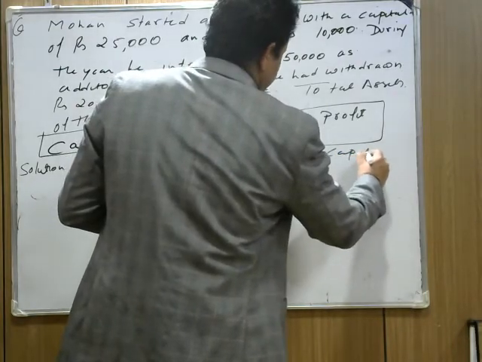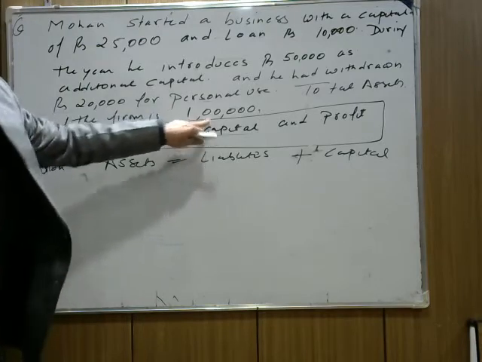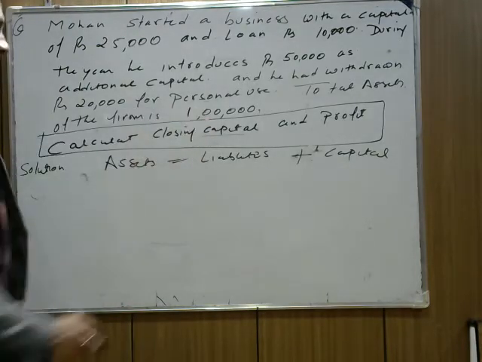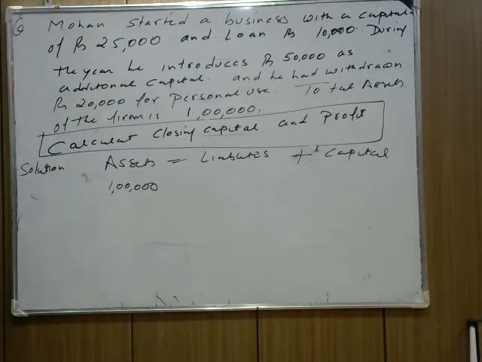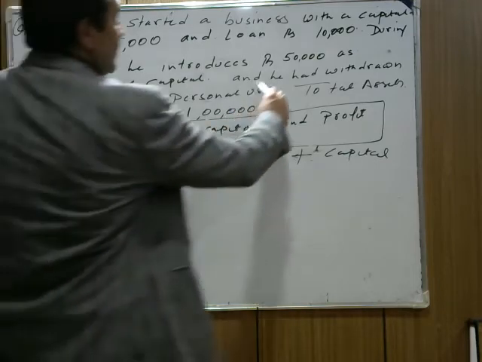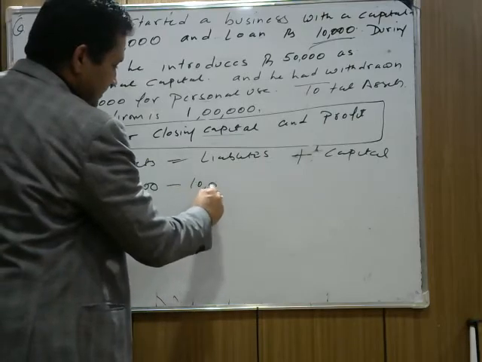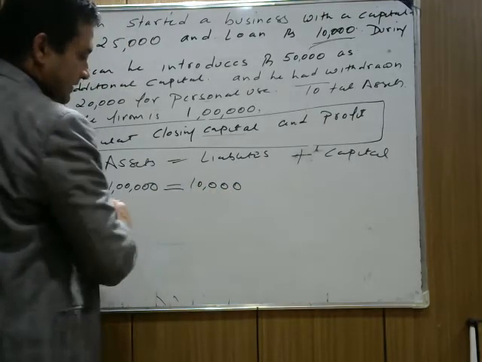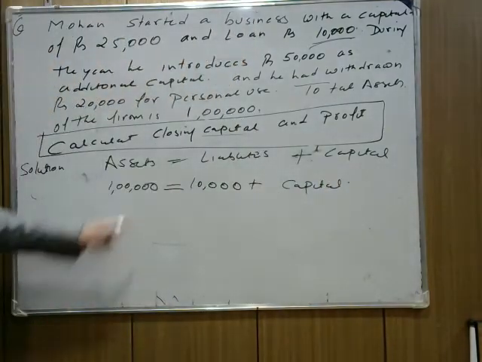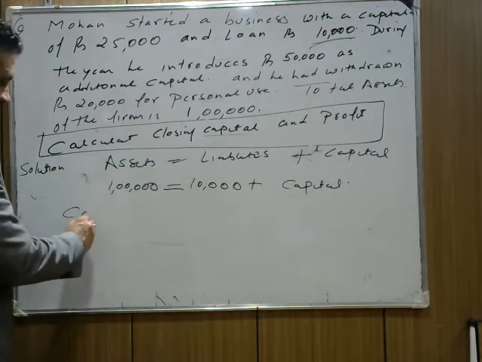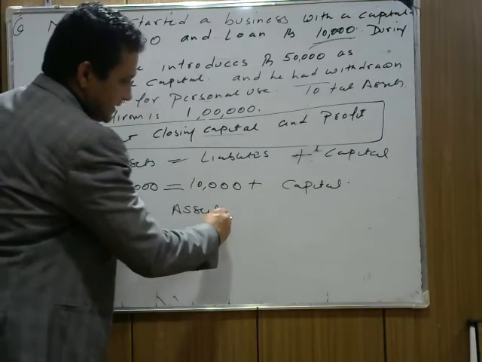Now in this question, assets given is 1 lakh. How much are the assets given? 1 lakh. So we write assets 1 lakh. Clear? What's the liability? He took a loan of rupees 10,000, so 10,000 is the liability. So 1 lakh minus 10,000. Assets is equal to liability plus capital. You need to find the closing capital. So how can you find capital? Capital is assets minus liability.